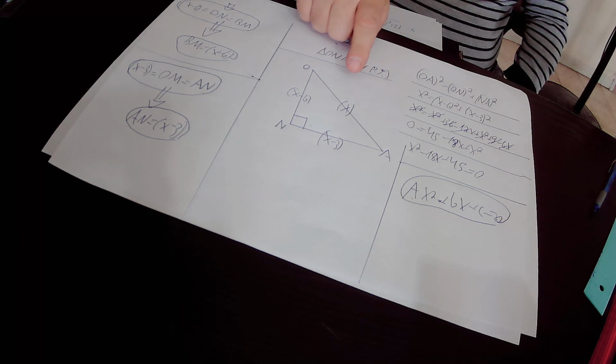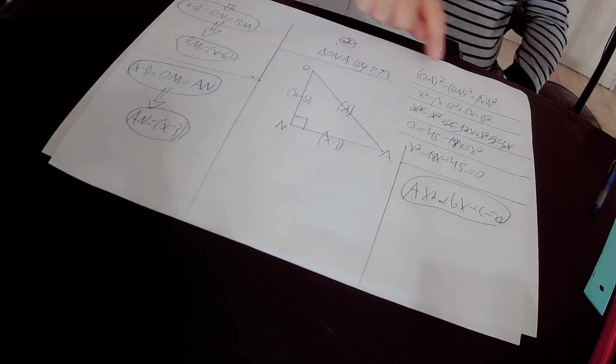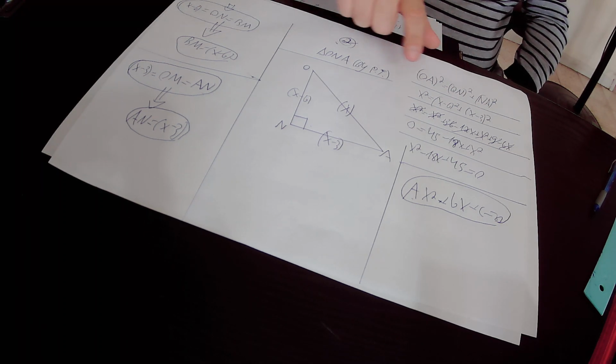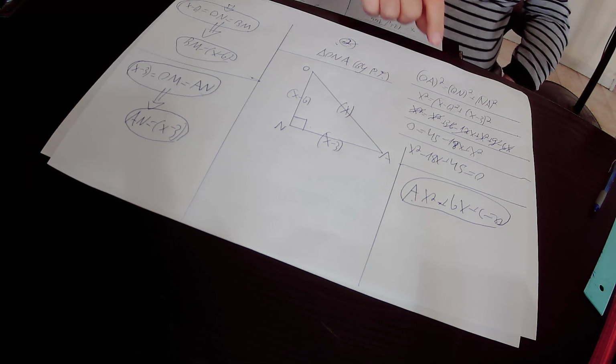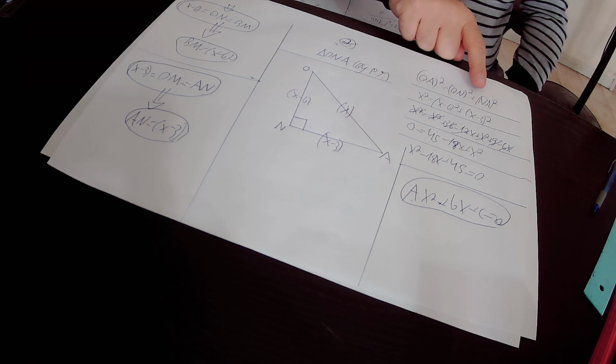The hypotenuse OA is x, therefore OA square equals x square, and it is equal to ON square. ON is x minus 6, therefore ON square is (x minus 6) square, plus AN square. AN is x minus 3, therefore AN square is (x minus 3) square. In conclusion, we found out that x square equals (x minus 6) square plus (x minus 3) square.